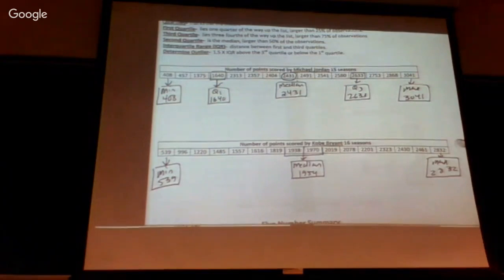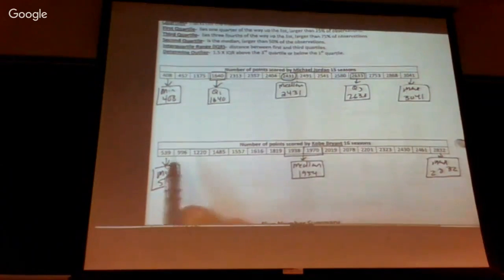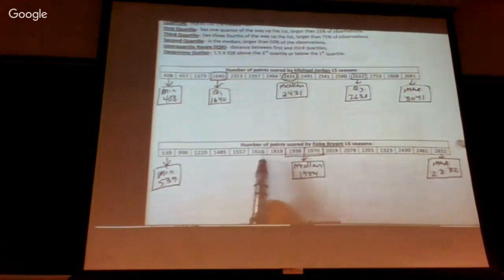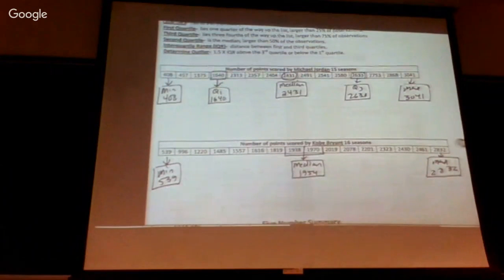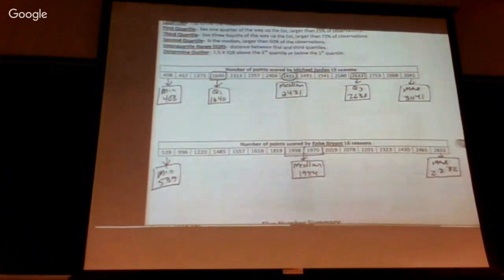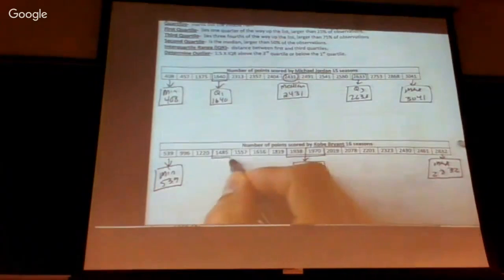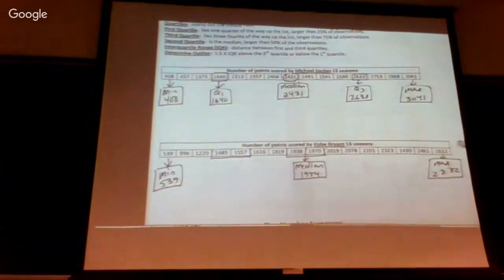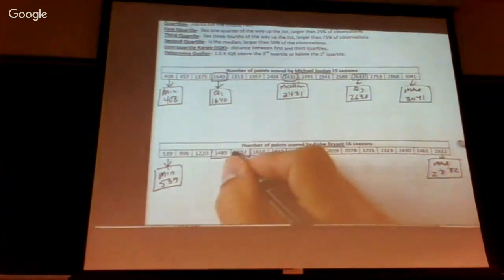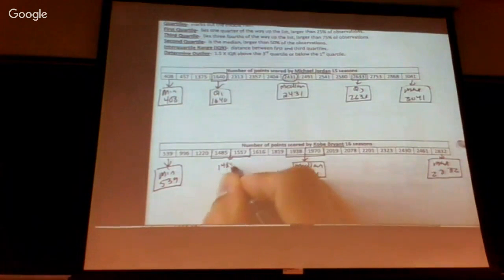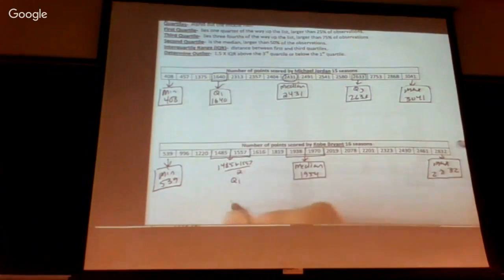Now, for Kobe Bryant, the lower half is 1, 2, 3, 4, 5, 6, 7, 8 numbers. So where would the median of 8 numbers be? Between the 4th and the 5th. So 1, 2, 3, 4, that's 1485. The 5th one is 1557. What do I do to those numbers? Add them together. Divide by 2. Yeah. What do you get for Q1? 1521.